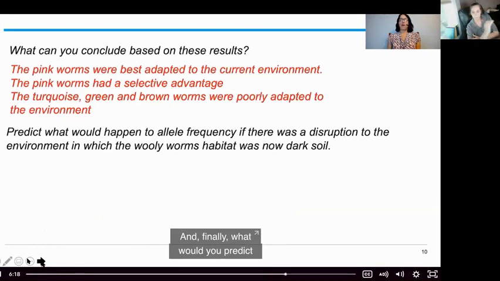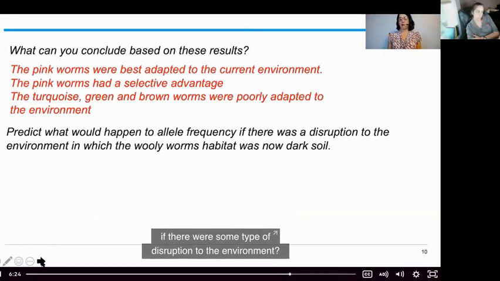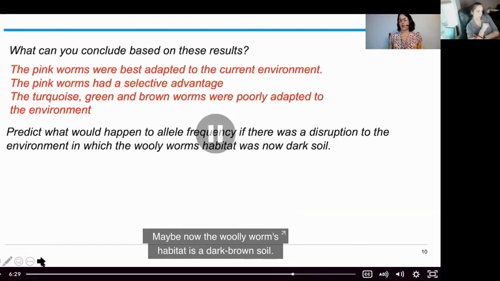And finally, what would you predict would happen to the allele frequency if there were some type of disruption to the environment? Maybe now the woolly worm's habitat is a dark brown soil. All right, so let's practice. If the woolly worms are now living in dark brown soil, tell me what's your prediction going to be? What would you say to earn points for a prediction about the future of this population of woolly worms in dark brown soil?